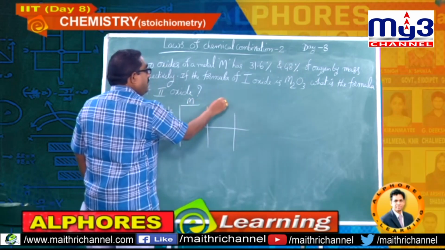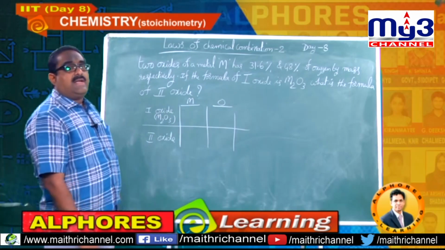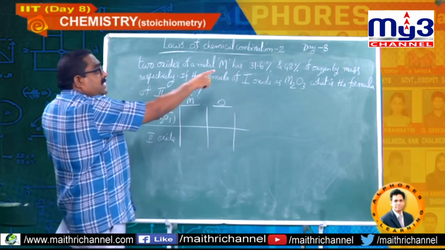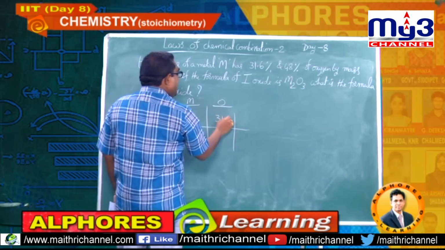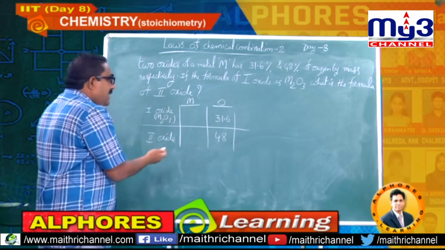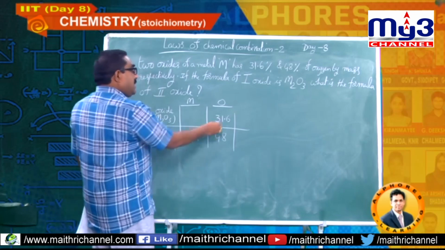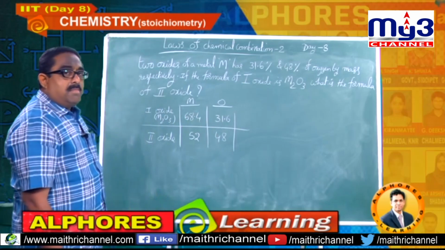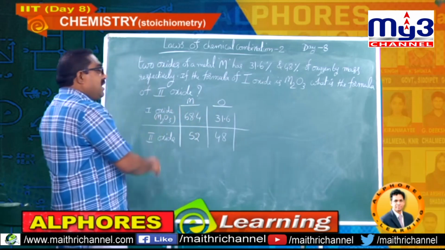Mass of M and mass of oxygen I am writing for both first oxide and second oxide. In both the oxides, he has mentioned the percentages of oxygen. For first oxide it is 31.6, for second oxide it is 48. So only two elements are there, so the remaining is nothing but the percentage of M, that is 68.4 and 52. So these are the mass percentages of elements M and oxygen in both the oxides.